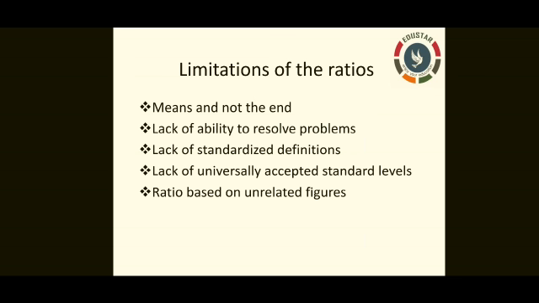And then ratios based on unrelated figures are sometimes misleading, because two unrelated pieces of information may coincide. For example, creditors of rupees 1 lakh and furniture of rupees 1 lakh, so the ratio will be 1:1, but it has no relevance to assets, efficiency or solvency. So ratios should be used with due consciousness of their limitations while evaluating the performance of an organization.